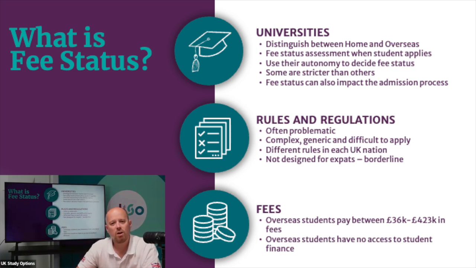As well as these much higher tuition fees, overseas students are not eligible for student finance. So you are not going to be able to get that student loan from the government to help you with the cost of your tuition fees and your living costs while you're studying in the UK. These are reserved for home students. So you will also need to think about how you are going to fund the cost of your degree in the UK.